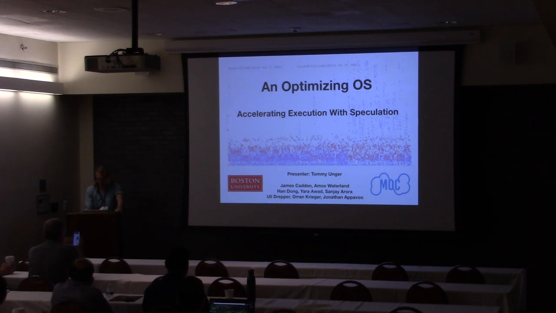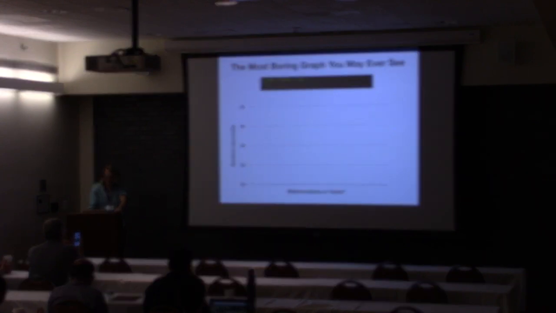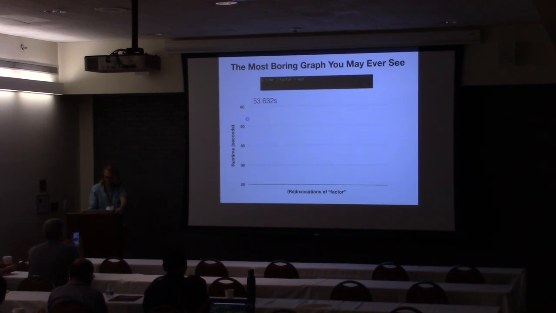So, setting a little challenge for myself, I thought I'd try to show you the most boring graph that you'll ever see. What we're going to be doing here is running a program. Its name is Factor, and we're just timing it. How long is it going to execute for? On the x-axis, invocations of the program. Y-axis, runtime. So there's a run: 53 seconds.